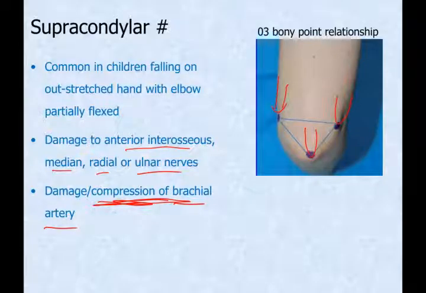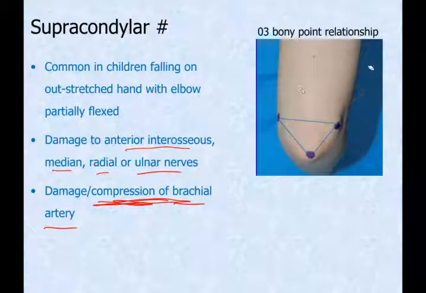So if you put these three fingers, thumb, index finger, and middle finger, to these three bony points, the medial epicondyle, the lateral epicondyle of the humerus, and the olecranon of the ulna, you will see that there is a triangular shape. Now in supracondylar fractures, since the fracture line passes somewhere there, if you check in the patient, this triangular arrangement has not been affected.